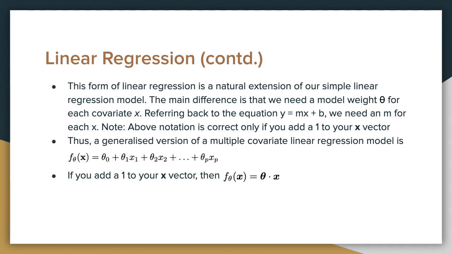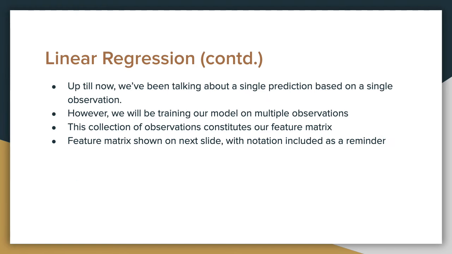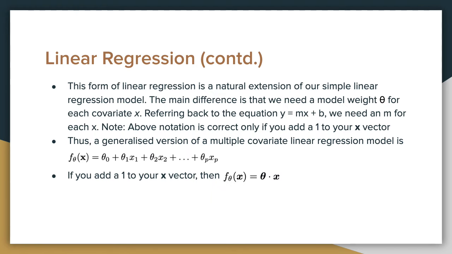Now, if you have lots of different features, this can be cumbersome to write. But you can also write our prediction in the case of multiple covariate linear regression as a dot product between two vectors. Your theta vector represents your model weights, and your x vector represents all your covariates. To make this mathematically possible, you do need to add a 1 to the beginning of your x vector. And this will make more sense in a second.